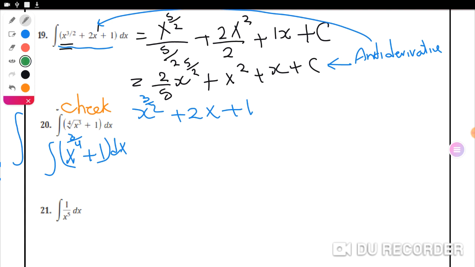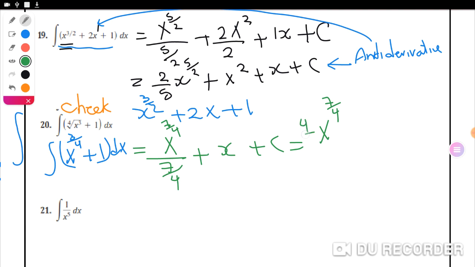How to integrate? Here I will add 1: x to the power 3 over 4 means 4 over 4, so 7 over 4, divided by 7 over 4. Clear? Plus, what is the integration of 1? It will be x plus constant. Simplify this function, it will be x to the power 7 over 4, and instead of dividing by 7 over 4, I multiply by 4 over 7, its reciprocal, plus x, plus c. That is the simplification of this function.